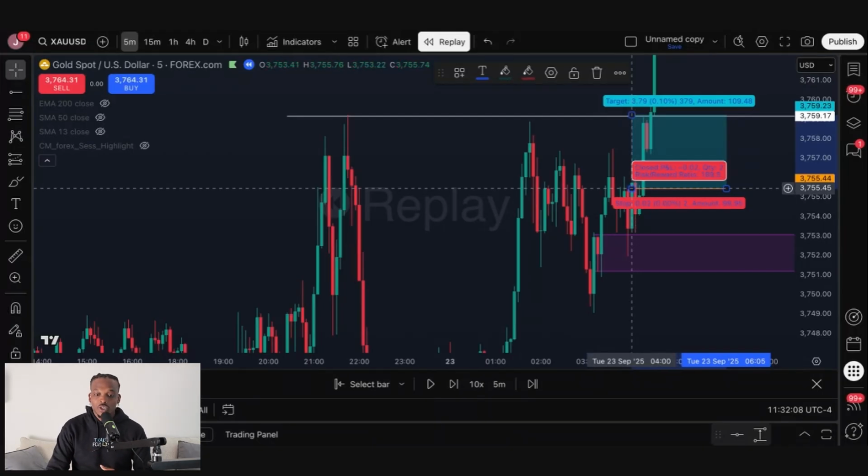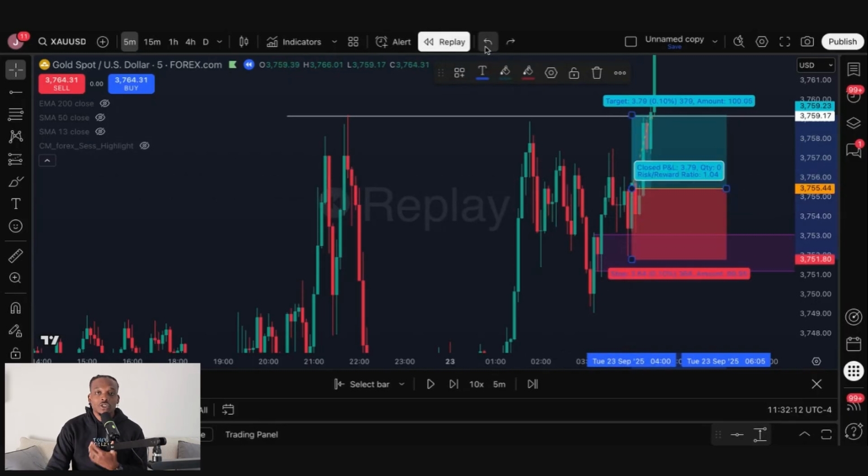Okay, now if you're a swing trader, you don't necessarily have to do that, because remember, as a swing trader, you are holding for the long haul.